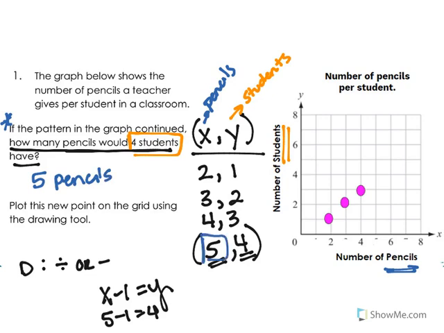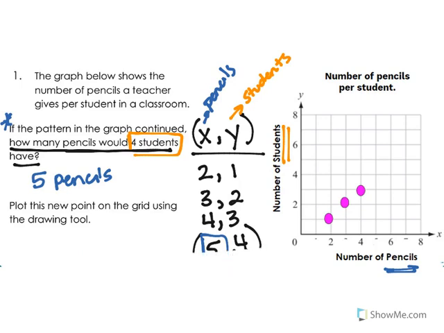Because our x coordinate was 5. Lastly, they tell us to plot this new point on the graph. So our new point, again, was 5, 4, and we're supposed to plot that on the graph. My x-coordinate is 5, so I'm going to move over 5 units. I'm actually going to plot this green. So I'll move over 5, and I need to move up 4. 1, 2, 3, 4.